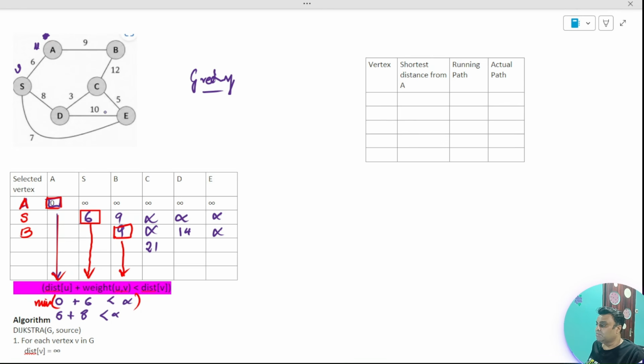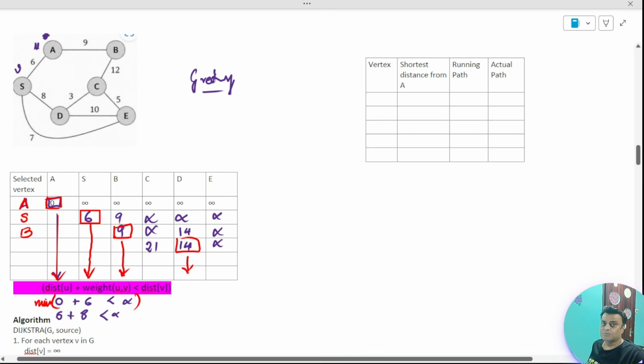Then I'm going from B to D. B to D, not possible. Infinity. So the 14 will stay. B to E, not possible. Infinity will stay. Minimal is 14. So I will take this, put it down, right? And then I will select this D. I've selected this D. And from D, I will see if I can go to C and E, because those are the only two that are left.